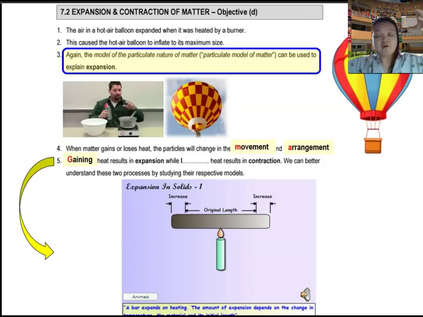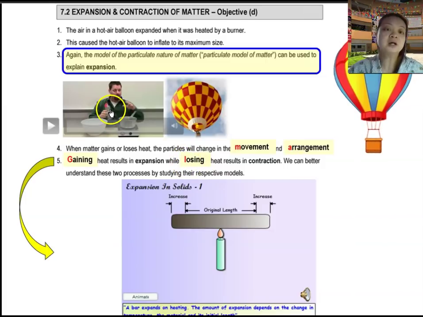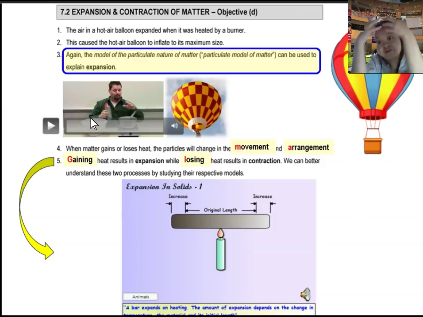And so therefore, what will happen? The air will occupy more space and it will move up to the balloon. That's why the balloon looked like it was being inflated with air. Inflated means filled with air. So gain in heat will result in expansion. But when you lose heat, when he put the bottle back into cold water, you saw the balloon went flat like that, right?